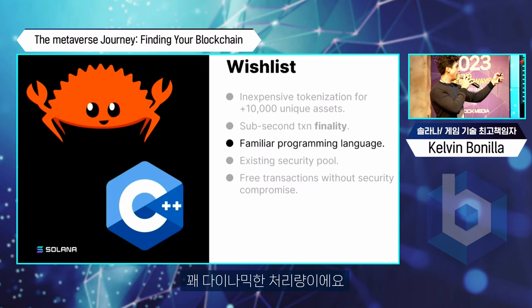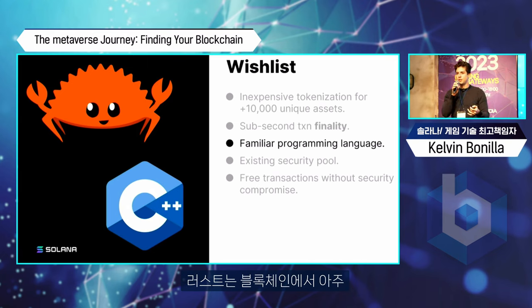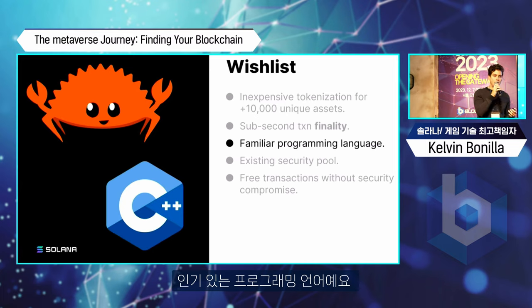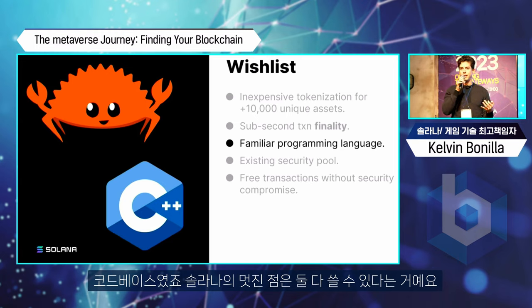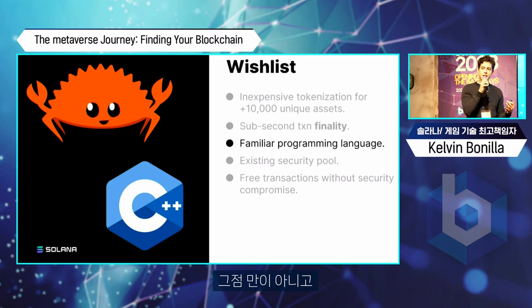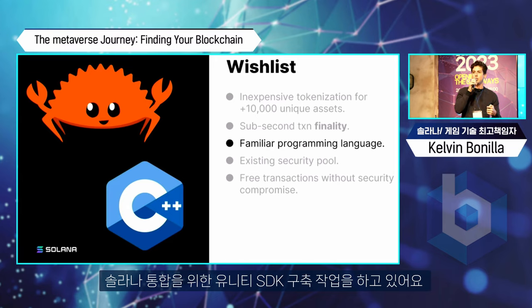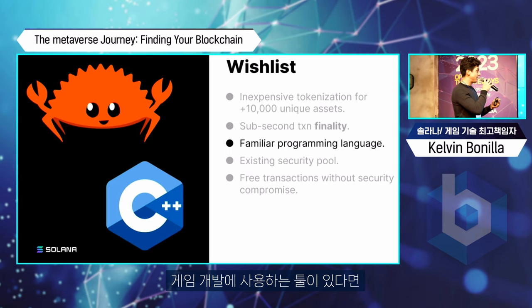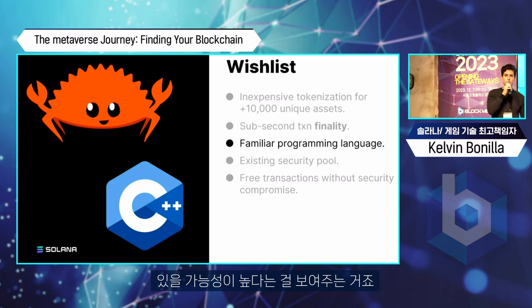With the familiar programming language, Rust is a very popular programming language in blockchains, but programming in games has traditionally been a C++ code base. And the cool thing about Solana is I can use both. And it's not just limited to that. There are some excellent C# developers right now building Unity SDK integrations into Solana, like the Magic Blocks SDK. And this just goes to show that if you have a tool that you like using in game development, it's very probable that you already have the tools to build it in Solana.